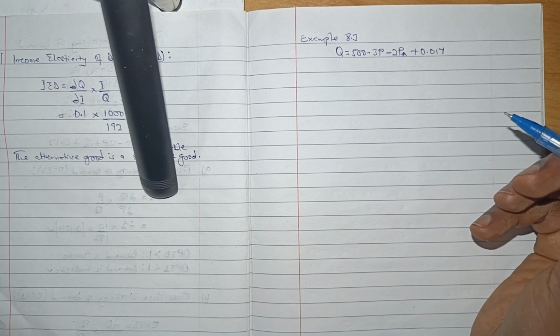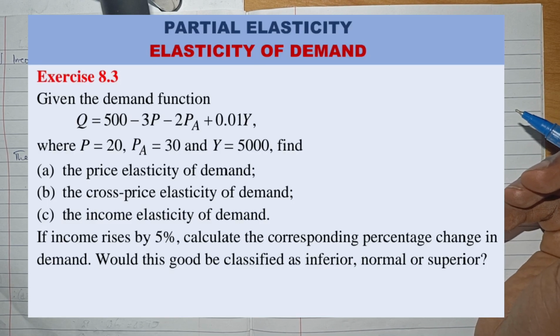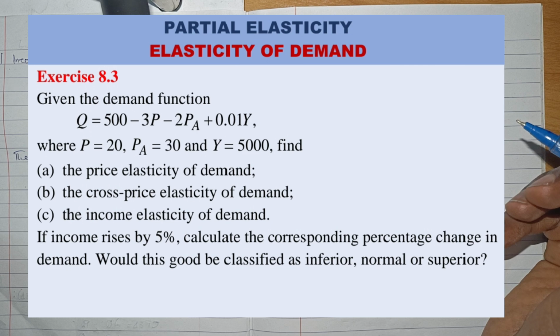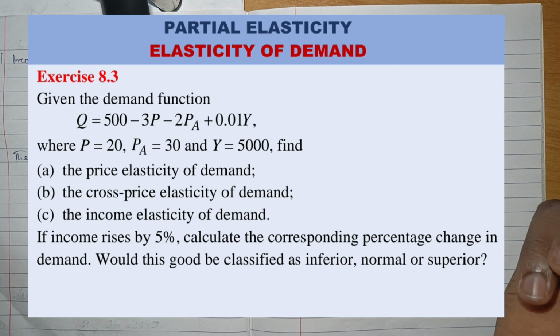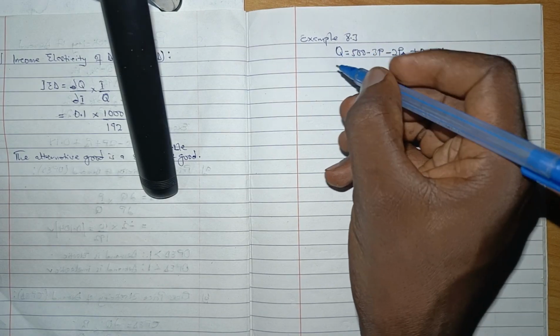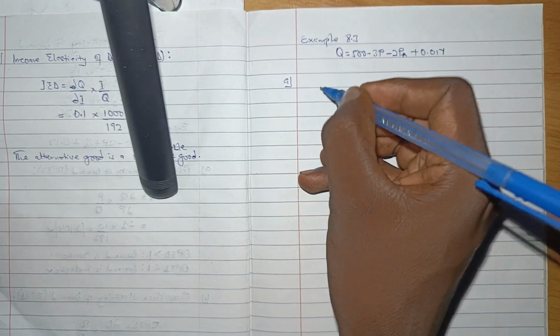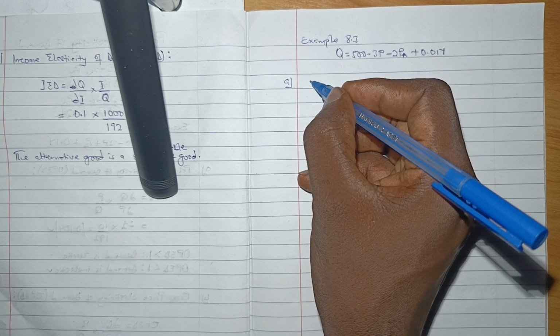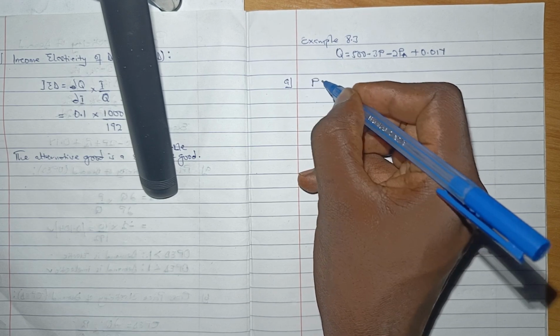And we are told to find the price elasticity of demand, cross price elasticity of demand, and income elasticity of demand. Then the last part says if income rises by 5%, we should calculate the corresponding percentage change in demand. Would this good be classified as inferior, normal, or superior? Now we have some basis, so let us go straight. Part A says we should find the price elasticity of demand. So we already know the formula.